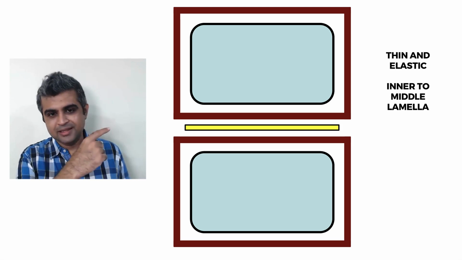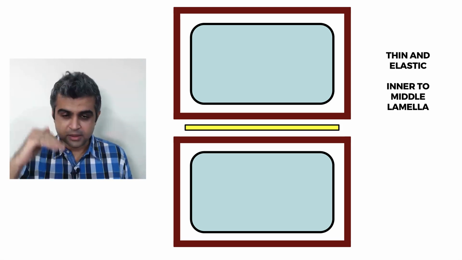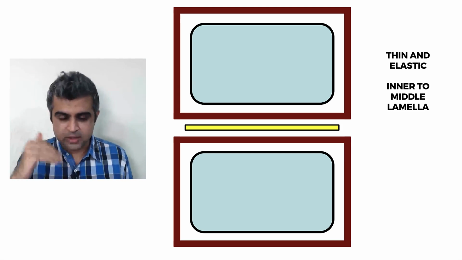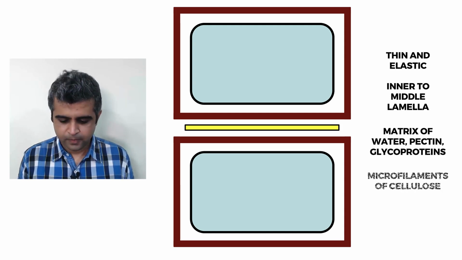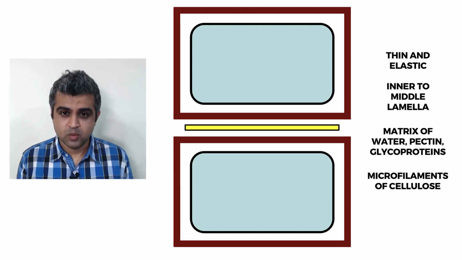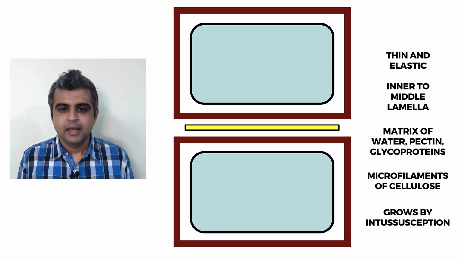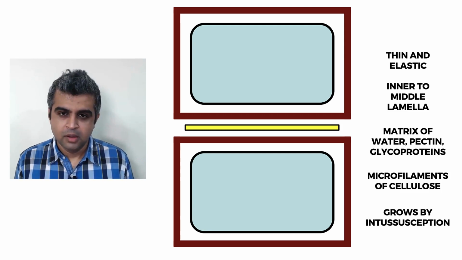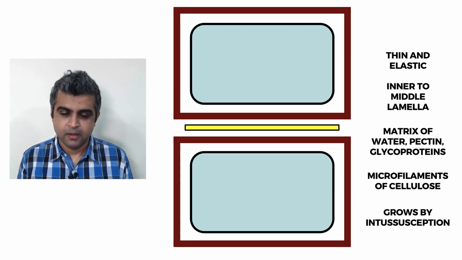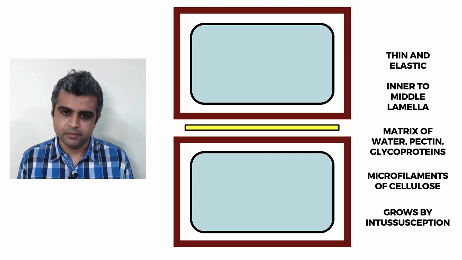It is going to be inner to the middle lamella. So as you can see in this diagram, it is on the inner side of the yellow line, towards the cell. So it is inner to the middle lamella. Its matrix is made up of water, pectin and glycoproteins. The microfilaments which are embedded within the matrix are going to be cellulose, and it grows by intussusception. Now what is intussusception? Intussusception meaning growth from within.